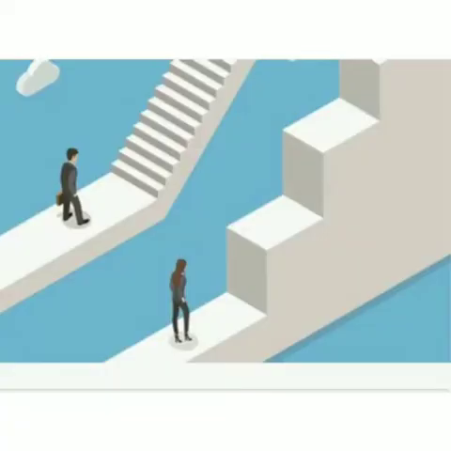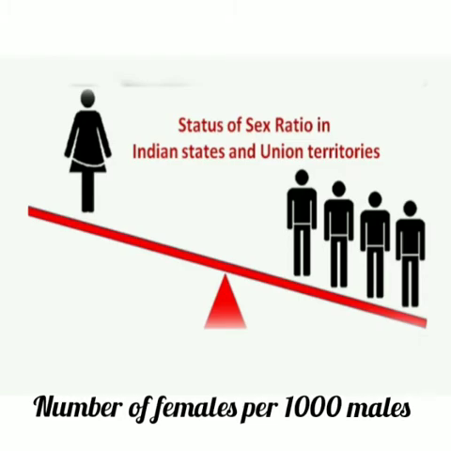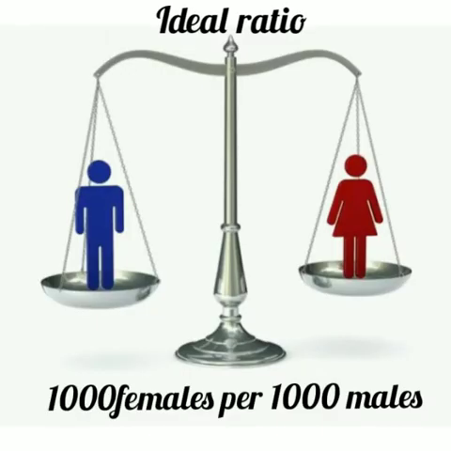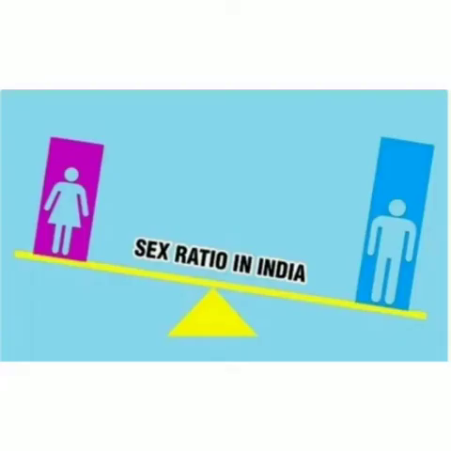Sex ratio is expressed as the number of females per thousand males. So with regard to a thousand males, the female sex ratio is counted. The ideal ratio should always be equal between female and male population. The ideal ratio is 1000 females per 1000 males. A low sex ratio indicates the presence of harmful social practices in that area.